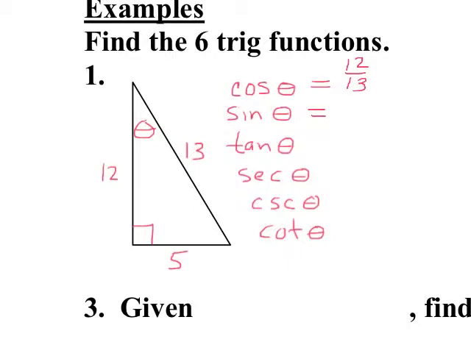Okay, sine. So that would be opposite over hypotenuse. So that would be 5 over 13. And tangent would be adjacent, or pardon me, opposite. So opposite over adjacent. So it would be 5 over 12.